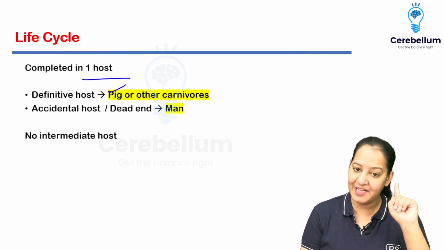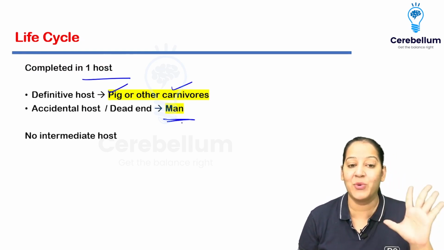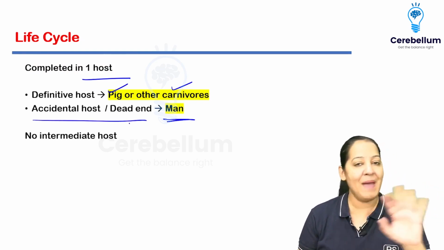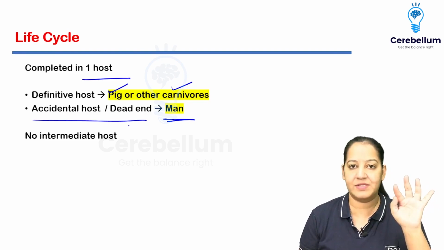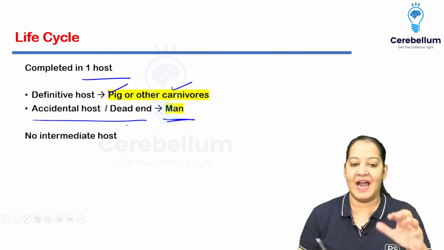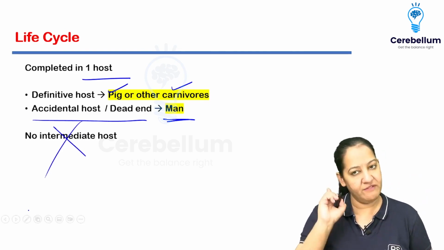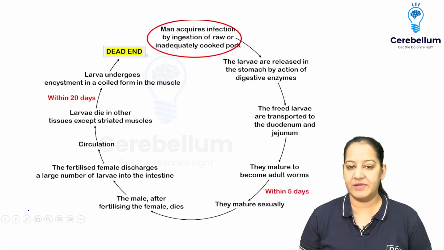The one host is either pig or other carnivorous animal. The man is a dead end host. It is an accidental host. Man is neither the primary host nor the secondary host, neither the definitive host nor the intermediate host. The man here is an accidental or dead end host. There is no intermediate host. Only one host. The definitive host is an animal. It can be pig or any other carnivorous animal.